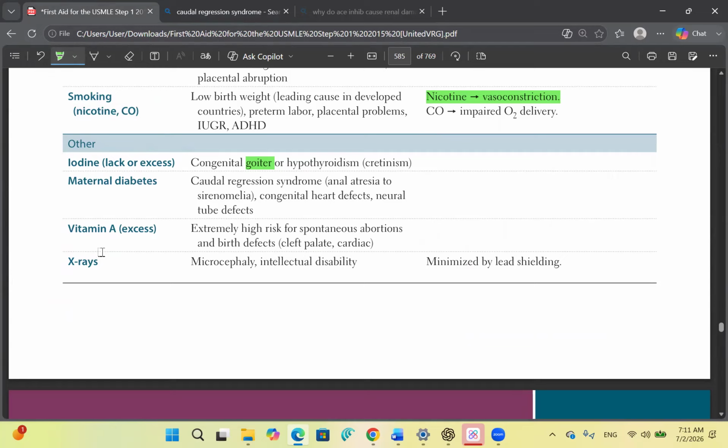Vitamin A excess can cause extremely high risk for spontaneous abortions and birth defects, cleft palate, and cardiac defects. X-rays can cause microcephaly and intellectual disability, and it is minimized by lead shielding. You use lead shielding to prevent the intellectual disability and microcephaly that X-rays can cause.